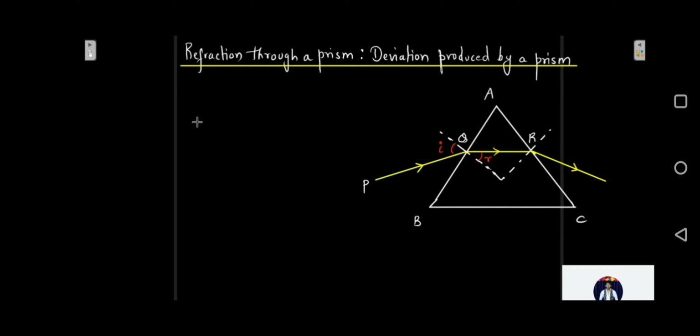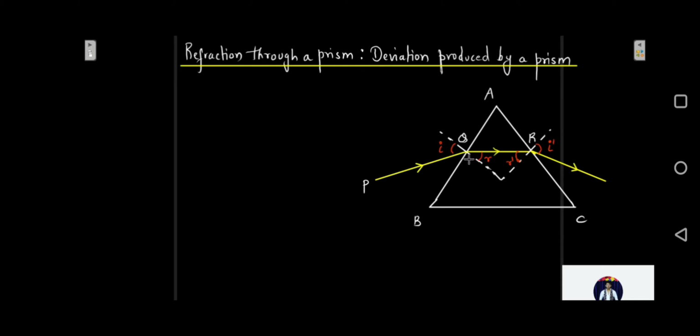Let us mark the angles again over here. Let me take the angle of emergence over here as I dash, and the angle of incidence at this point over here, let us take it as R dash. Let's keep the notation simple for further things.